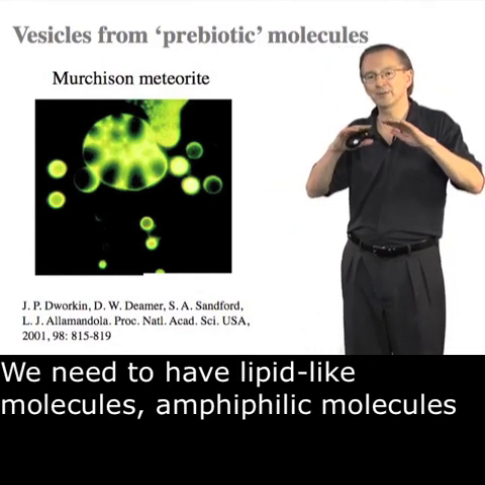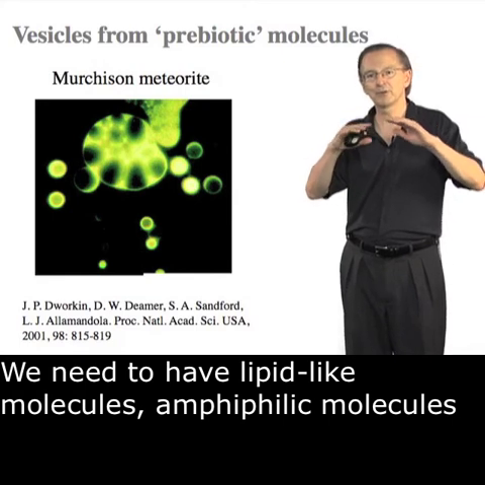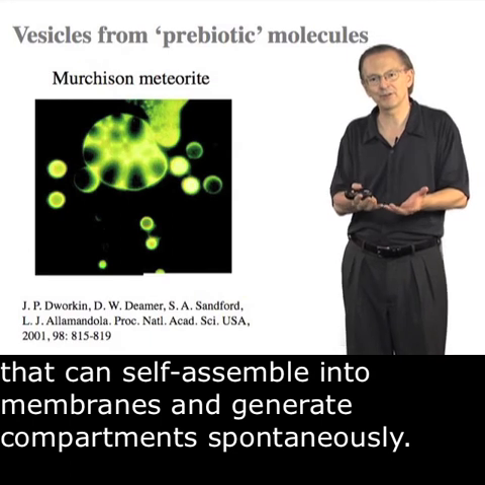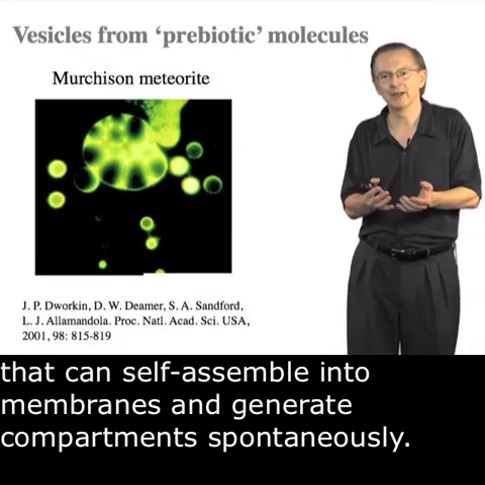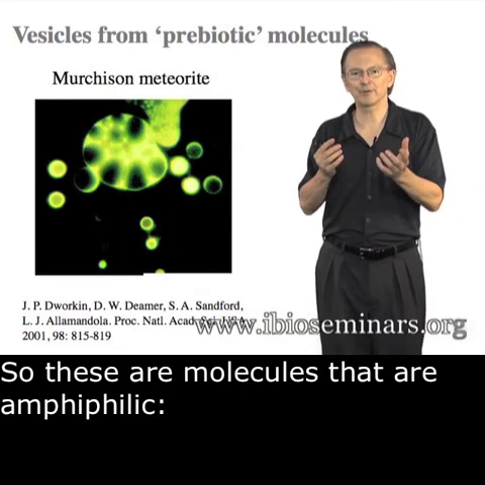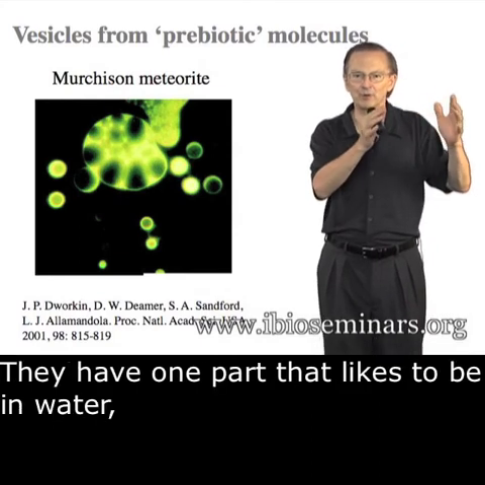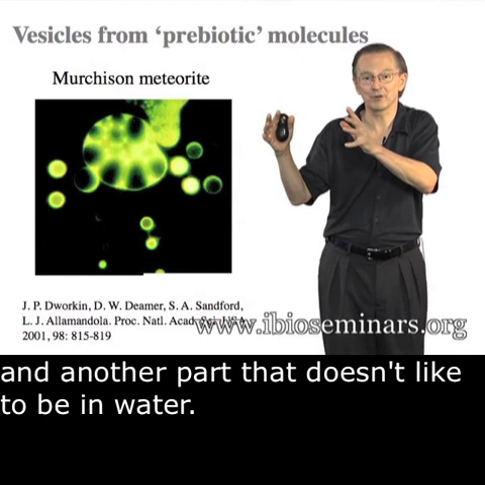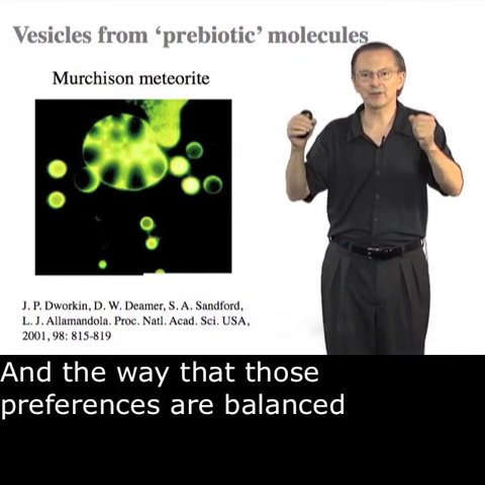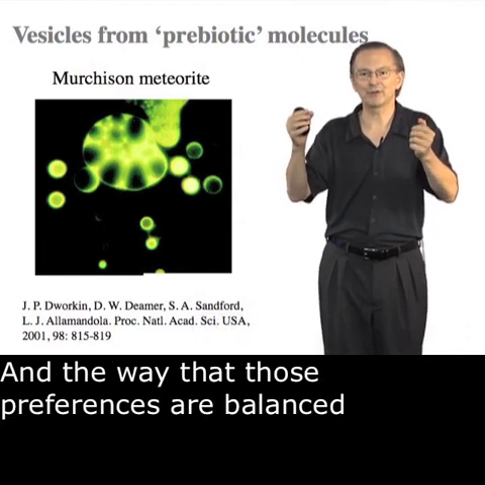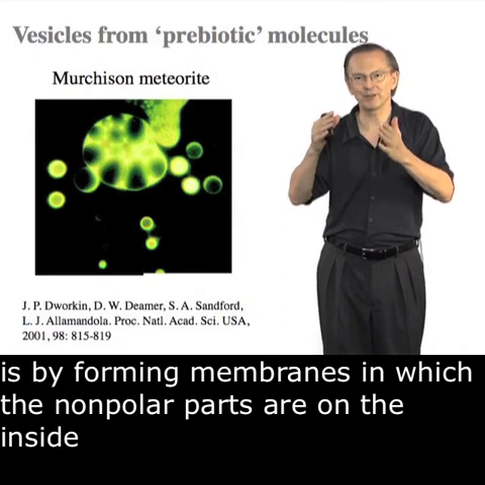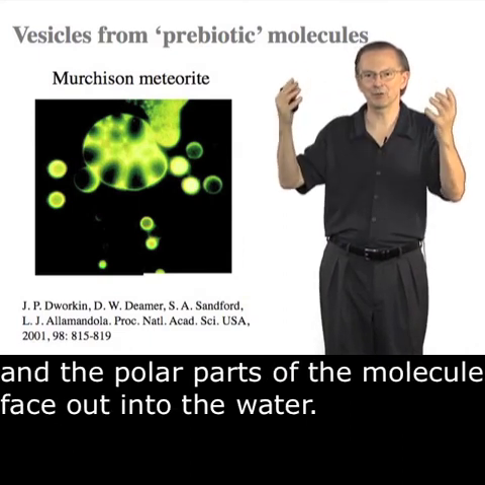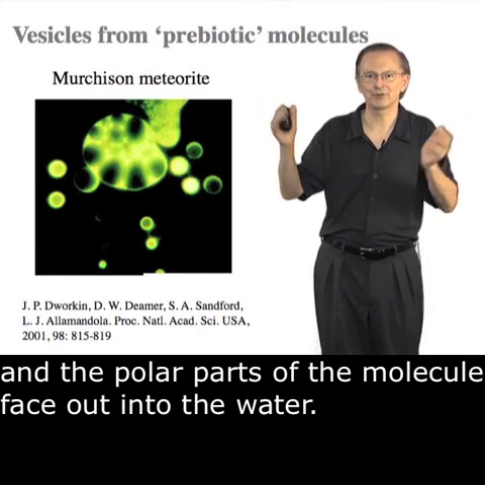We need to have lipid-like molecules, amphiphilic molecules, that can self-assemble into membranes and generate compartments spontaneously. So these are molecules that are amphiphilic. They have one part that likes to be in water and another part that doesn't like to be in water. And the way that those preferences are balanced is by forming membranes in which the non-polar parts are on the inside and the polar parts of the molecules face out into the water.